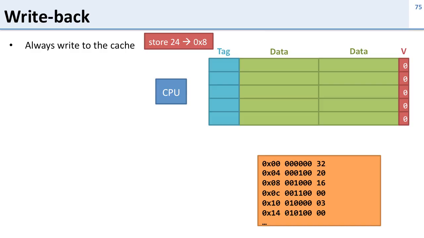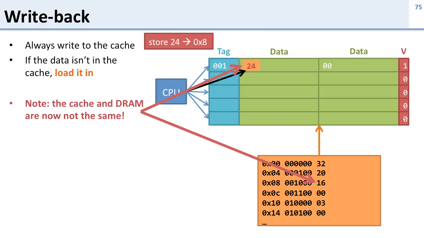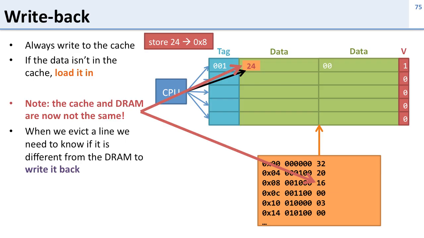Now let's take a look at write back. In a write back policy, we're always going to write our data into the cache. So the CPU is going to look and see if the data is in the cache. If it isn't in the cache, it's going to load it, and then it's going to update the data in the cache. Now, there's something very important to notice here. The cache and the DRAM are not the same. The DRAM thinks the value is 16 and the cache thinks it's 24. So we need to keep track of this.